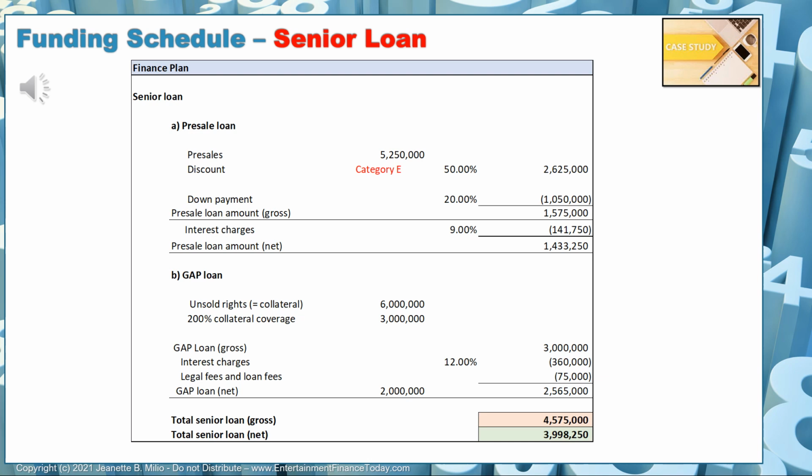We have to pay back, of course, the gross loan amount, which includes all the fees, the legal fees, the loan fees, and the interest charges, and that amount is $4,575,000, and that is the amount we're paying back later when we deliver the movie to the distributors, and we're paying off our loan when the movie is finished.